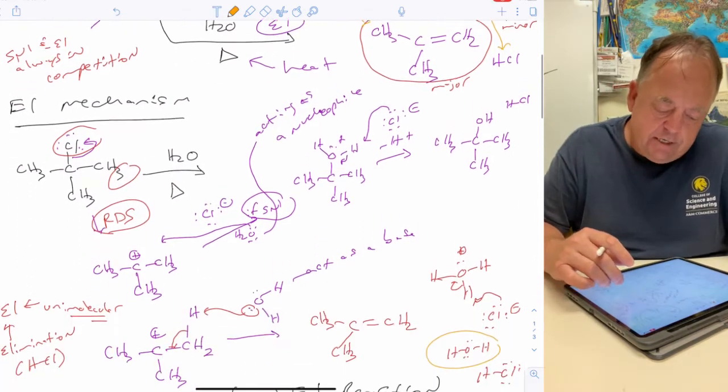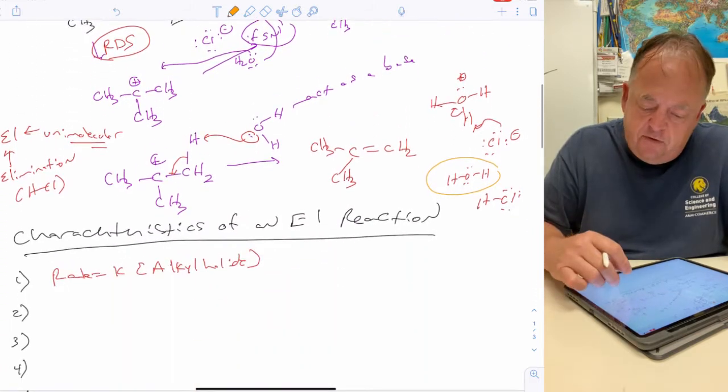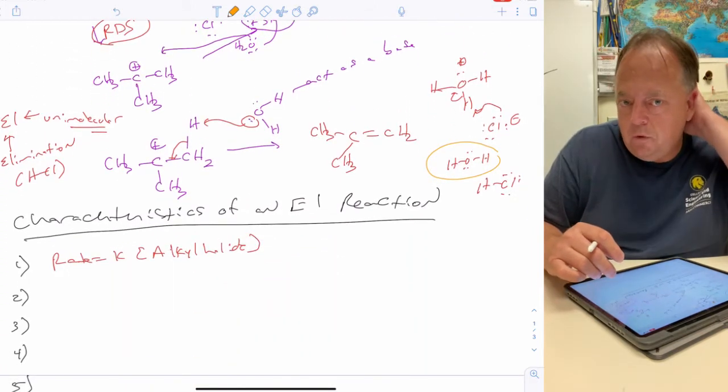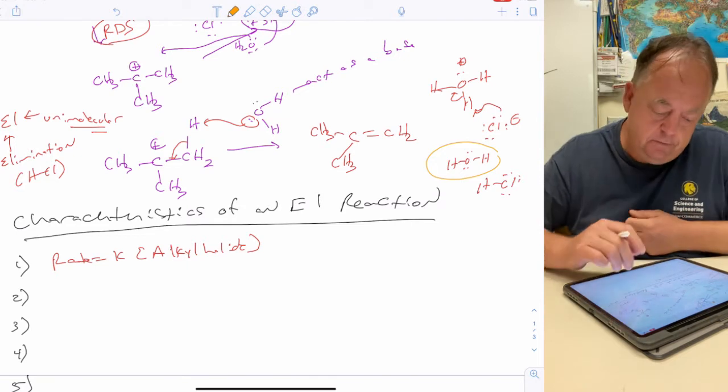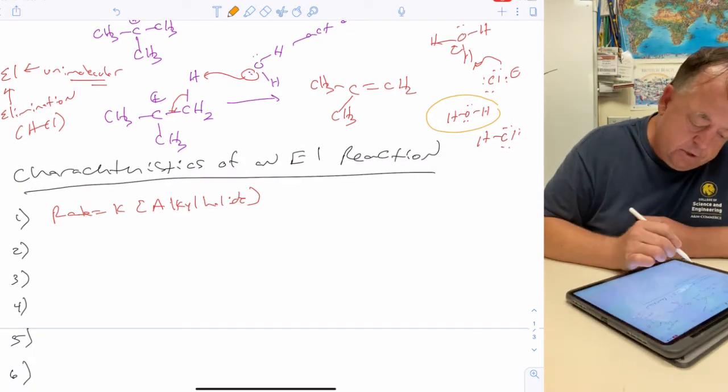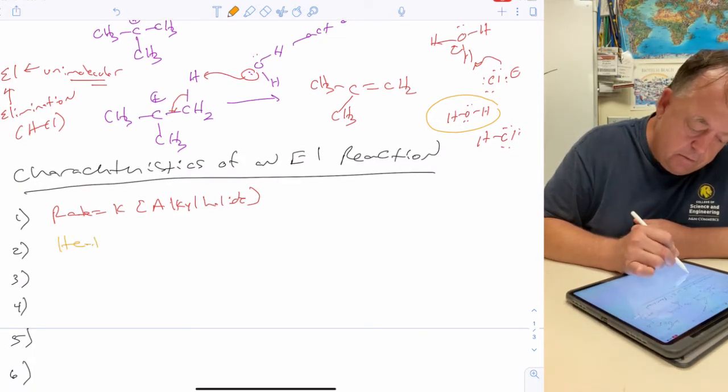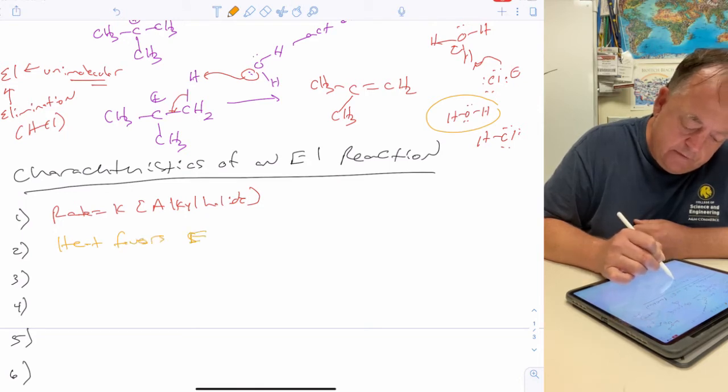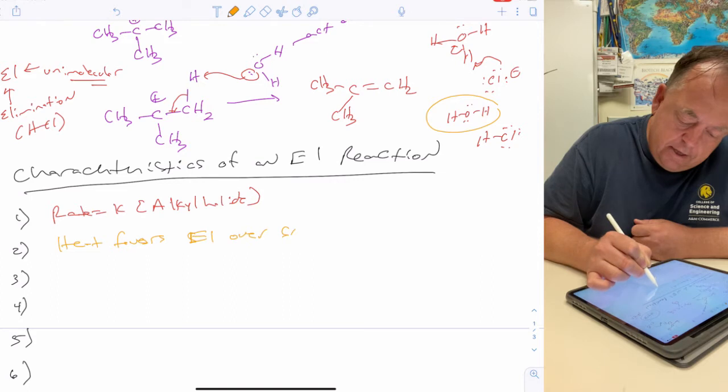So as you heat the reaction up, the reaction tends to favor more disorder, and so the E1 reaction becomes predominant. Okay, so heat favors E1 over SN1.